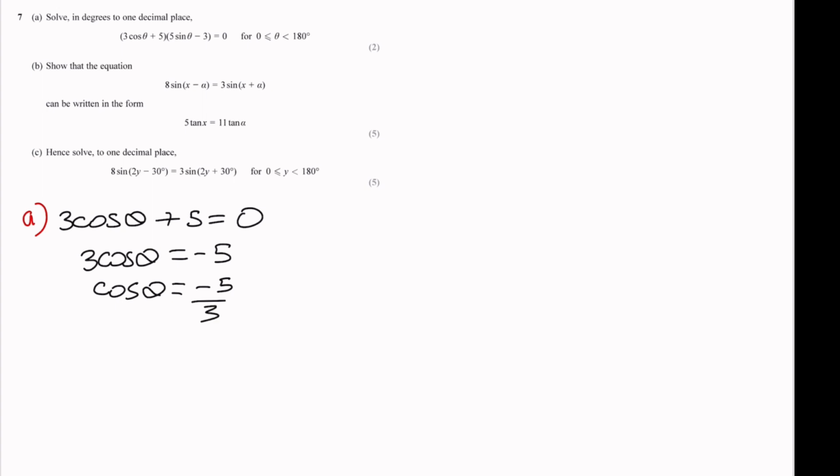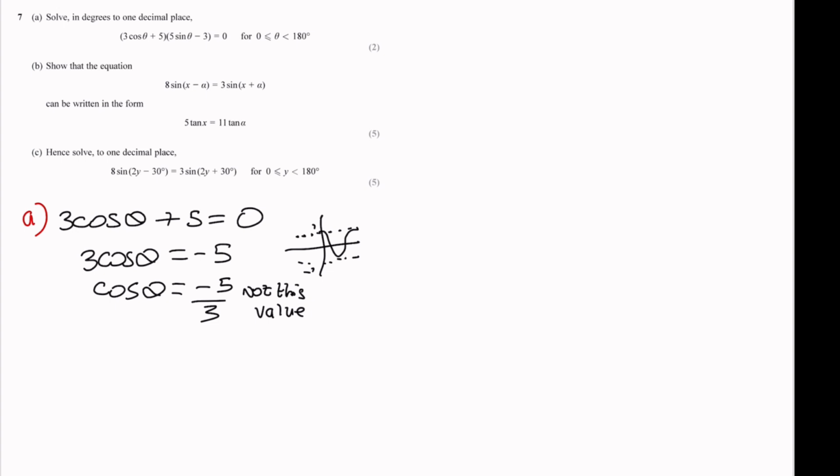Now you should notice from this, cos theta equals minus 5 over 3. We know when you sketch the sine and cos curves, they go between a value of 1 and minus 1. So cos theta equal to minus 5 over 3 doesn't work. Okay, so we need to say not this value, because cos theta cannot be less than minus 1.